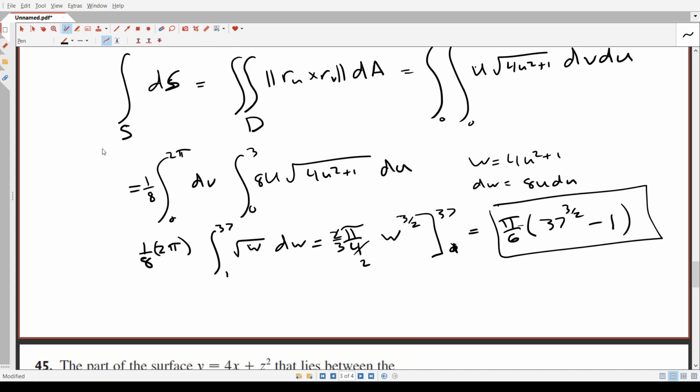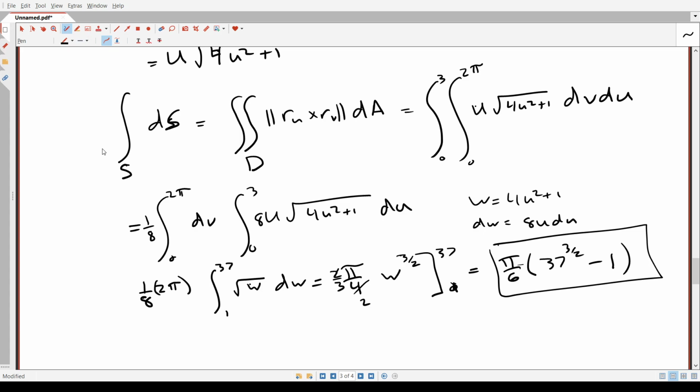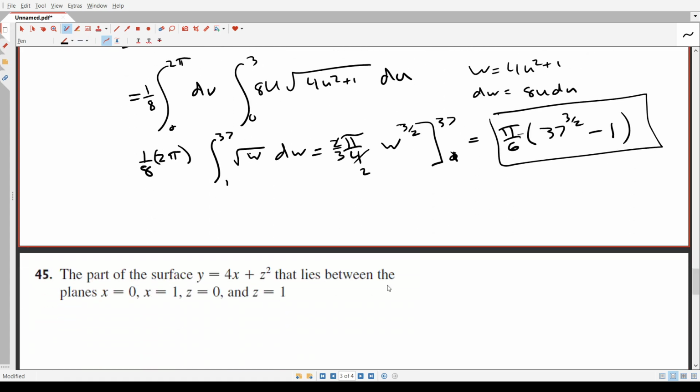But I can also use this to integrate just regular functions.